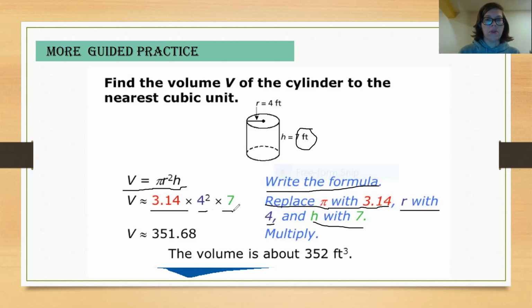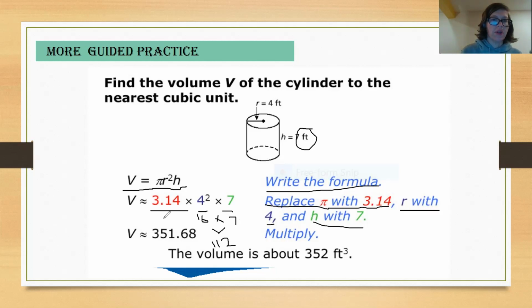Again, you're going to want to start with your exponent here. So 4 squared is the same thing as 4 times 4, right? So 4 times 4 should give you 16. And then you're going to multiply 16 times 7. What should that give you? 16 times 7 should give you 112.